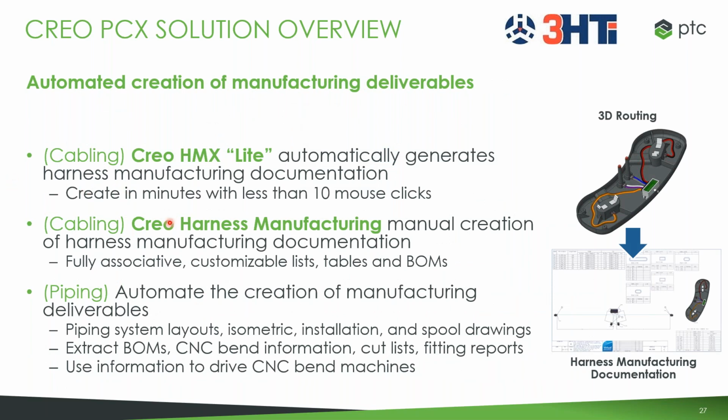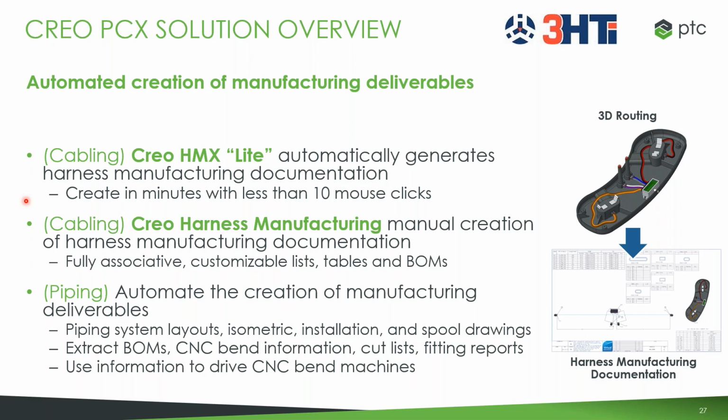And then with the addition of Creo harness manufacturing, that's what lets us go to HMX Lite. It lets us create some documentation very quickly, and with this additional extension, fully associated customizable list tables and runs. Very, very powerful stuff here. It can automate a large part of the process. It's basic for wire harnesses.